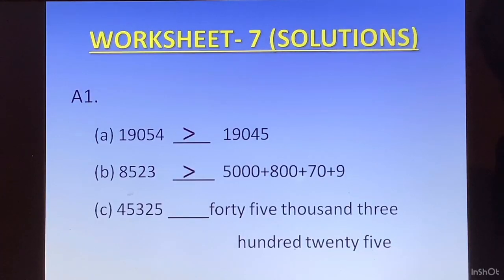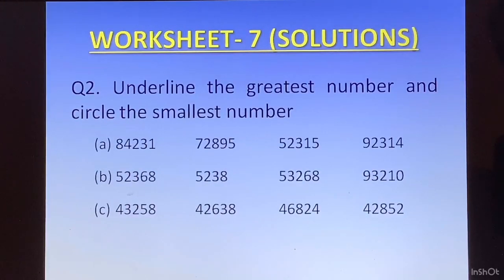C part, 45325. This side we have 45,325. Let us read this number. It is also 45,325. Both numbers are representing the same number. One is in words, one is in figures. Therefore, they are equal. Question number 2.